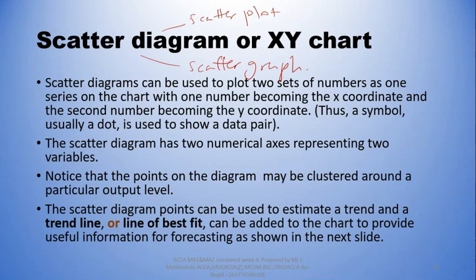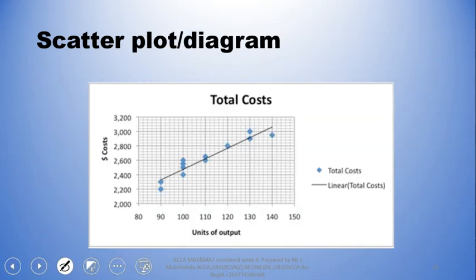Notice that the points on the diagram may be clustered around a particular output level. The scatter diagram points can be used to estimate a trend, and a trend line or line of best fit can be added to the chart to provide useful information for forecasting, as shown in the next slide. Using all the information we have been watching so far, there could be some scatter plot represented, and these are the plots. Ladies and gentlemen, these blue ones are plots representing the total cost. But there is this particular line that can be estimated in between those plots, which we call the line of best fit.